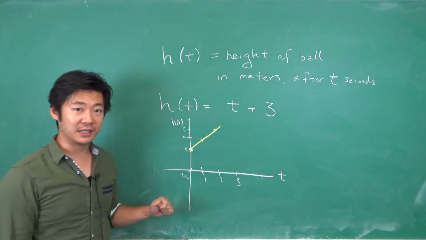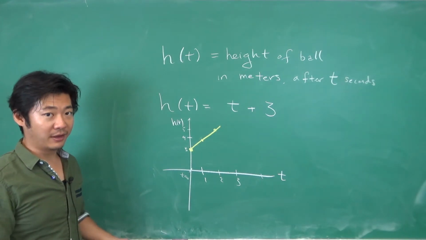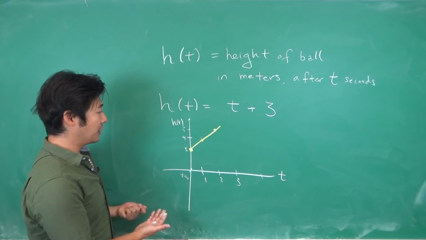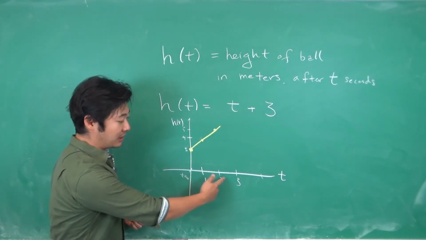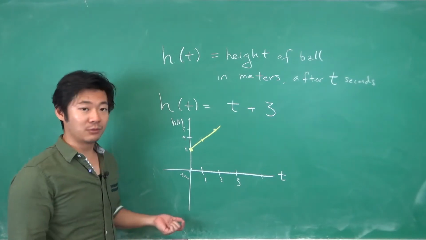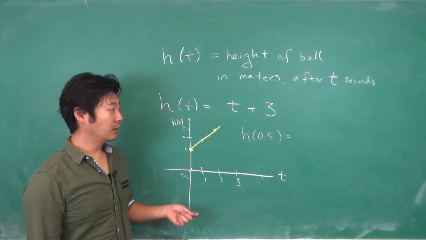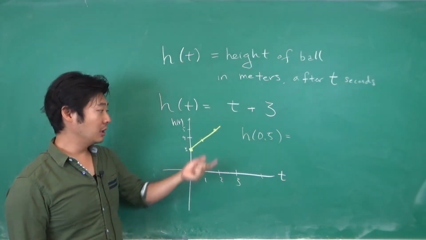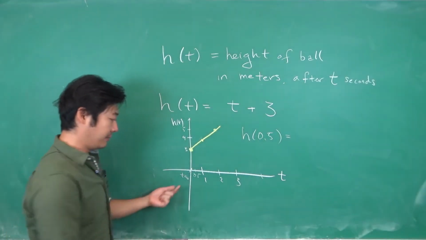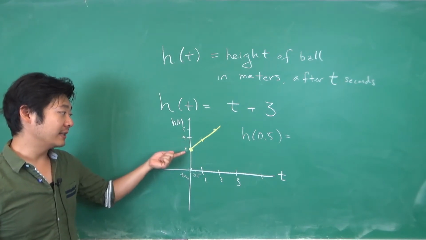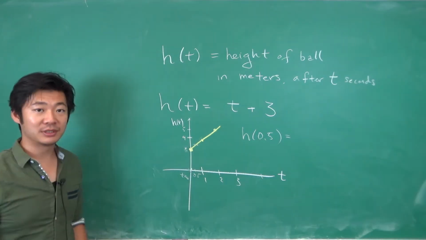And the novelty of representing it by a graph is that you can see the behavior of this function in between the specific points. So like h of 1/2 or 0.5. While you can just plug it into the algebraic expression, you also know that 0.5 is somewhere between here. So you know that the height is between 3 and 4, somewhere there.